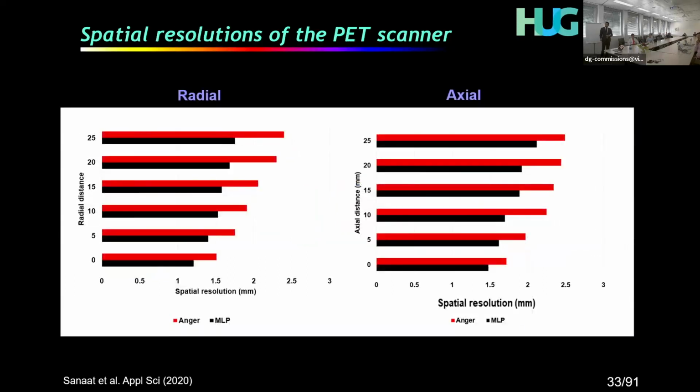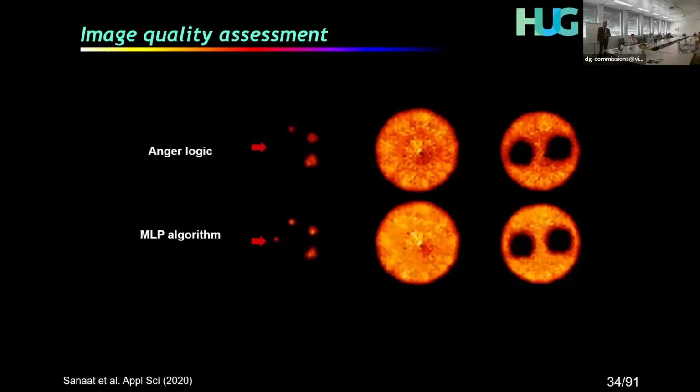In the case of spatial resolution, you can see the scanner which used the MLP as a positioning method performs much better than the scanner without MLP using the Anger method. And we also simulated an image quality phantom, and you can see when we are using the Anger logic, it cannot resolve some very small lesions, while the MLP algorithm can do that.